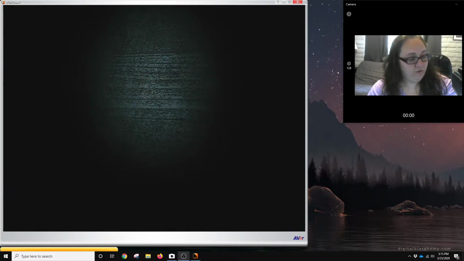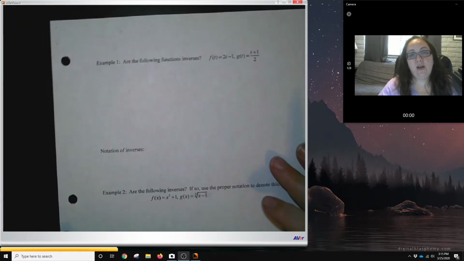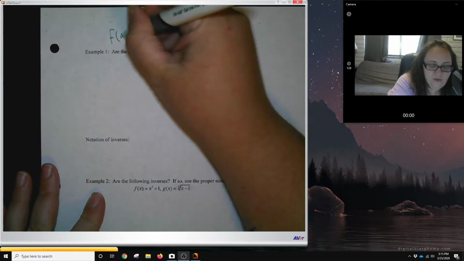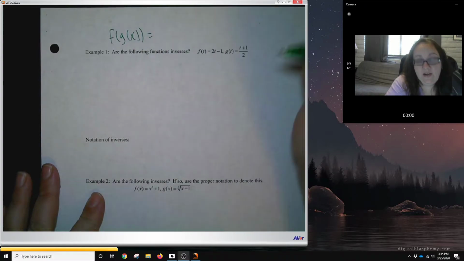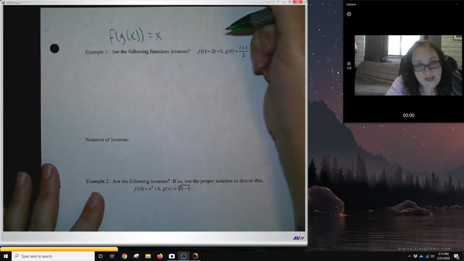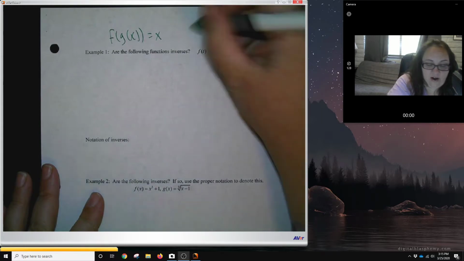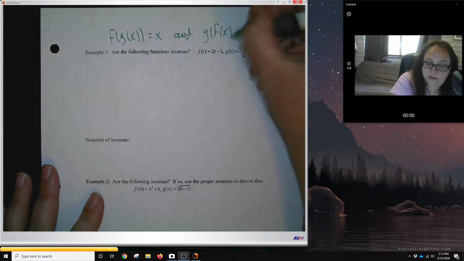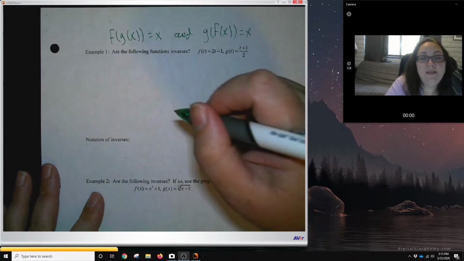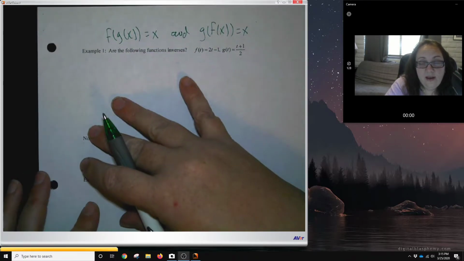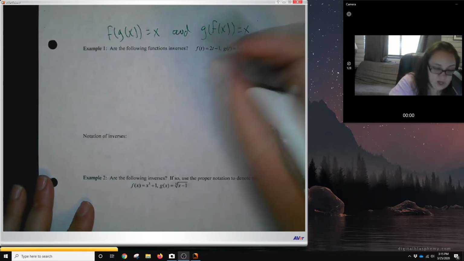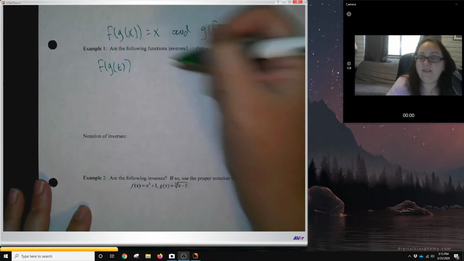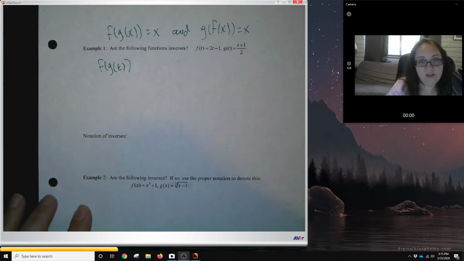Our general rule for telling whether or not functions are inverses is that we're going to use composition. With two functions that are inverses, when you compose them, you should be left with just your variable. The order in which you do the composition shouldn't matter. Either way, you should be left with just your variable. So here I'm going to do f of g of t, and if I'm left at the end with just a t, then these are inverses.